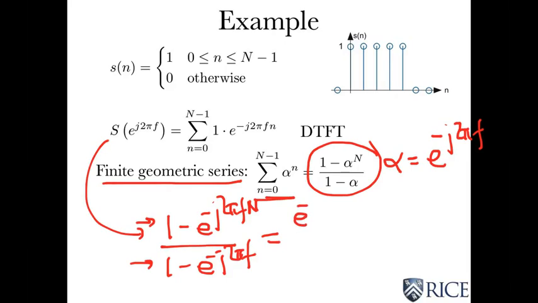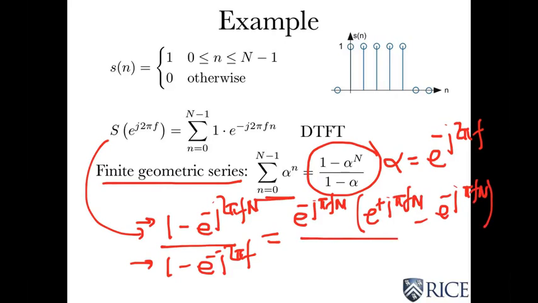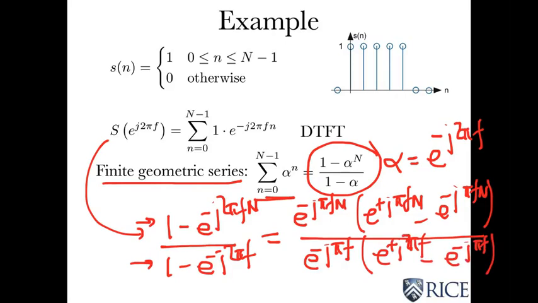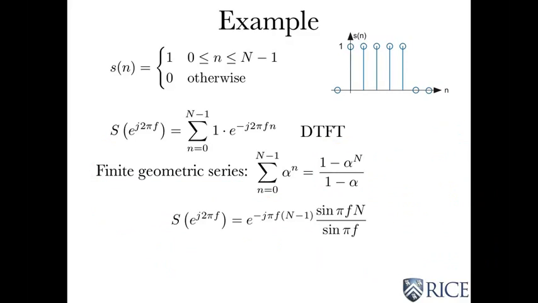So we get e to the minus j pi f N times e to the plus j pi f N minus e to the minus j pi f N, and that's all divided by doing the same thing downstairs: e to the plus j pi f minus e to the minus j pi f. Well, you can easily see from Euler's formula that these are sine expressions, and so when you simplify everything, this is what you wind up with.